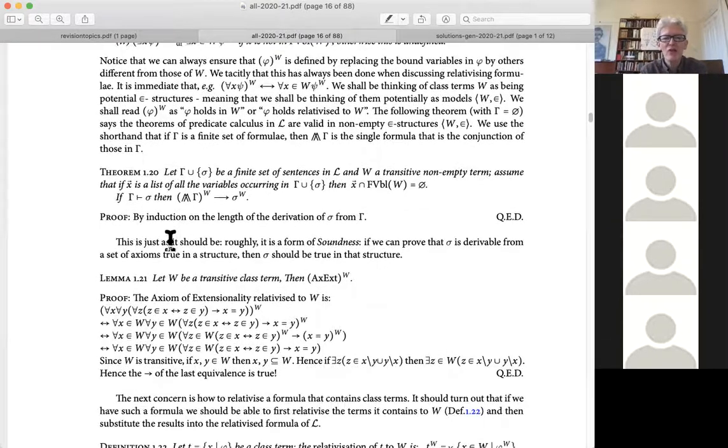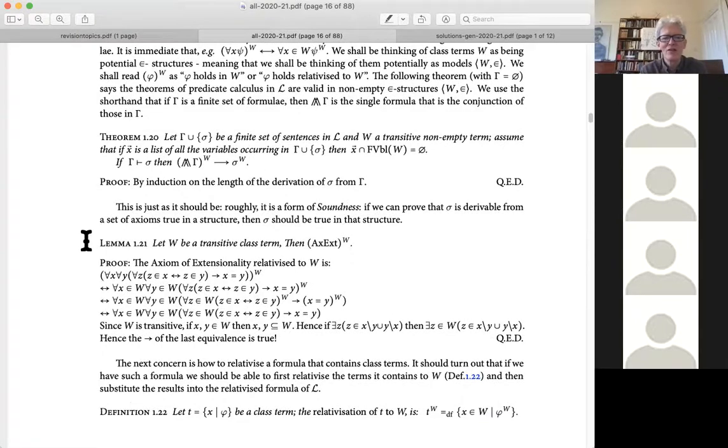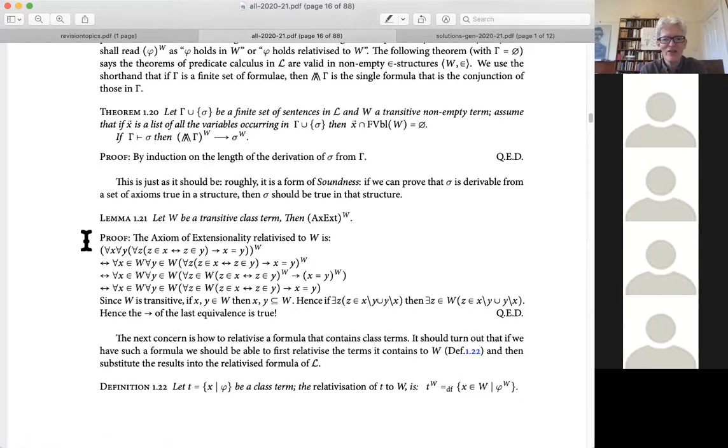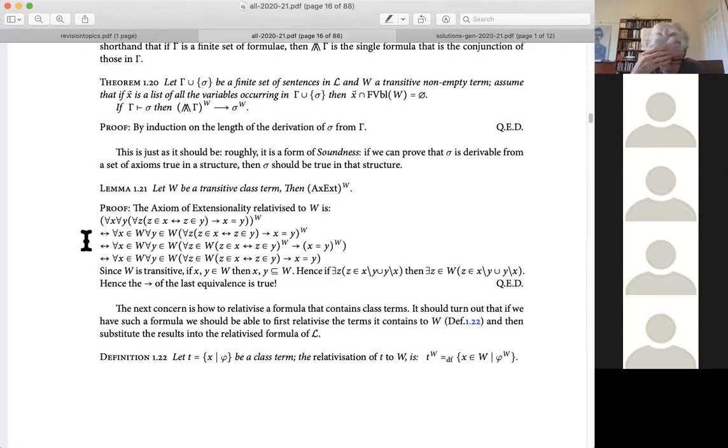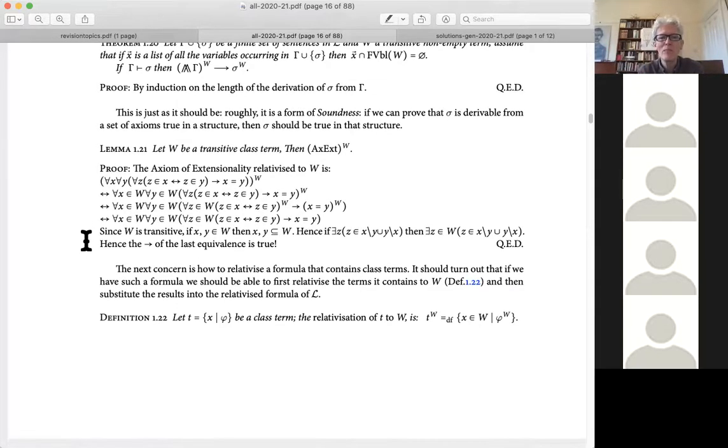And there are quite a few lemmas about relativizations here. I mean, not all, you don't want to commit all of these to memory, but you should get the kind of ideas as to what they're about, right? An important feature of a term is if it's transitive, then the axiom of extensionality holds, relativized to W. And this is a formal proof of that, right?